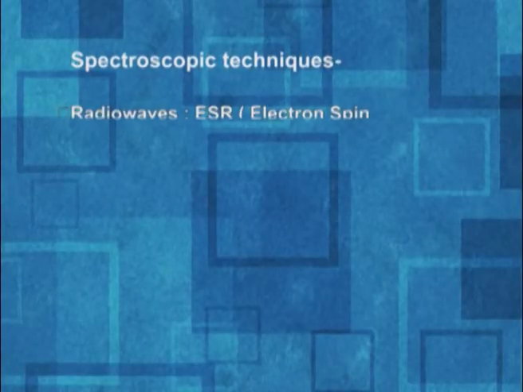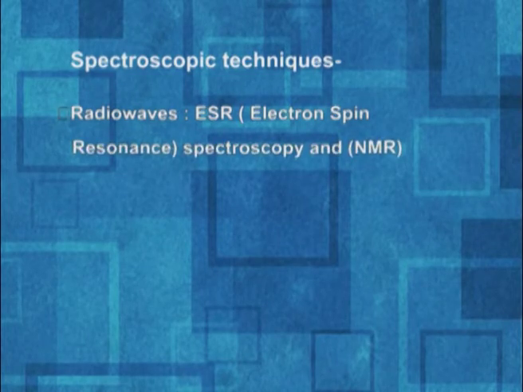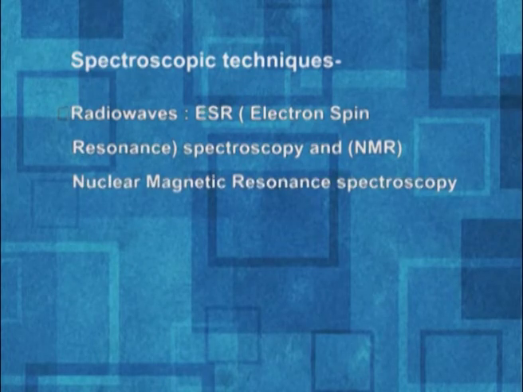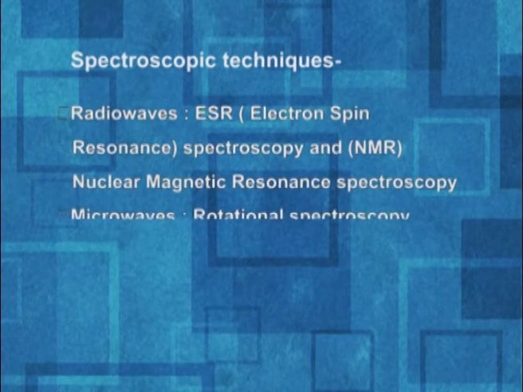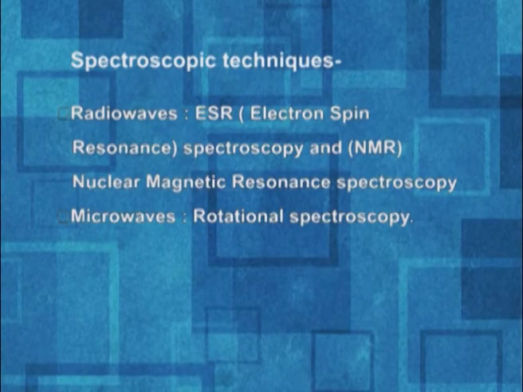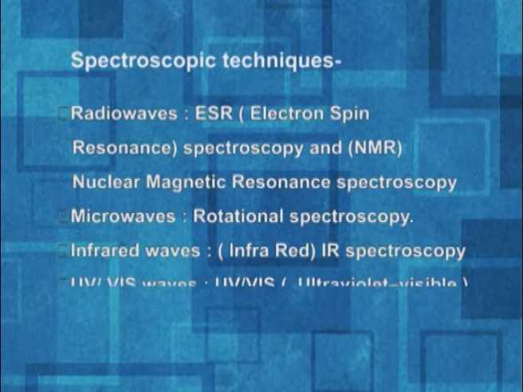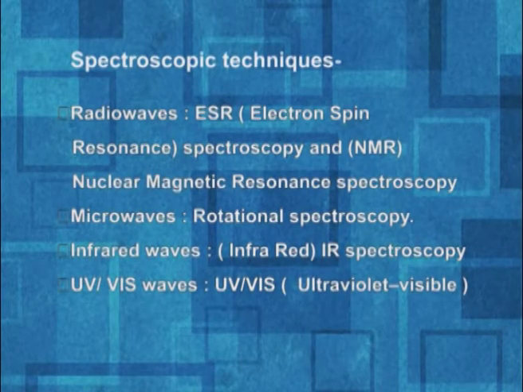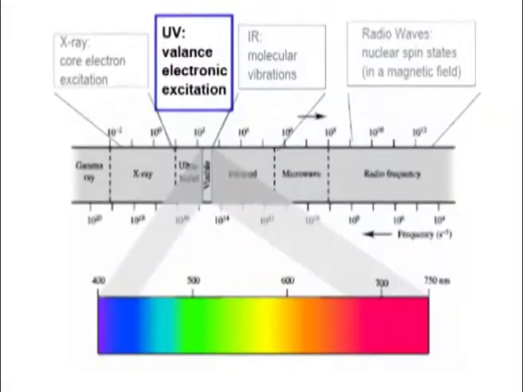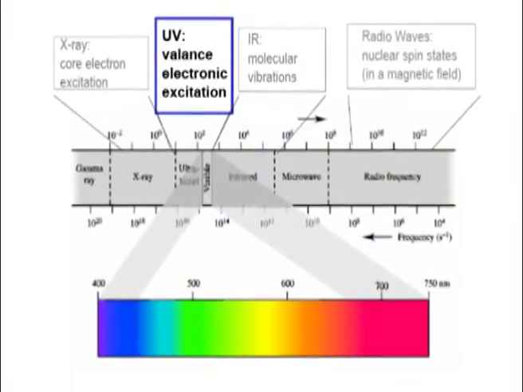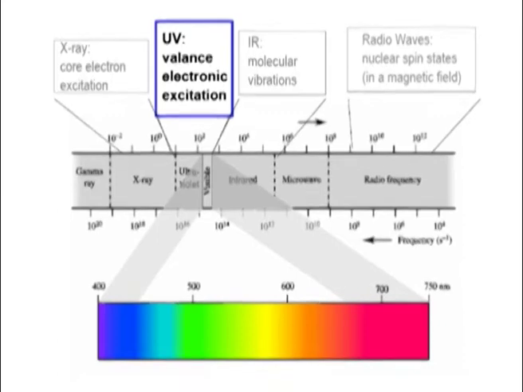Radio waves: ESR, electron spin resonance spectroscopy, and NMR, nuclear magnetic resonance spectroscopy. Microwaves: rotational spectroscopy. Infrared waves: IR spectroscopy. UV visible waves: ultraviolet visible spectroscopy. The figure shows different regions of electromagnetic radiation.